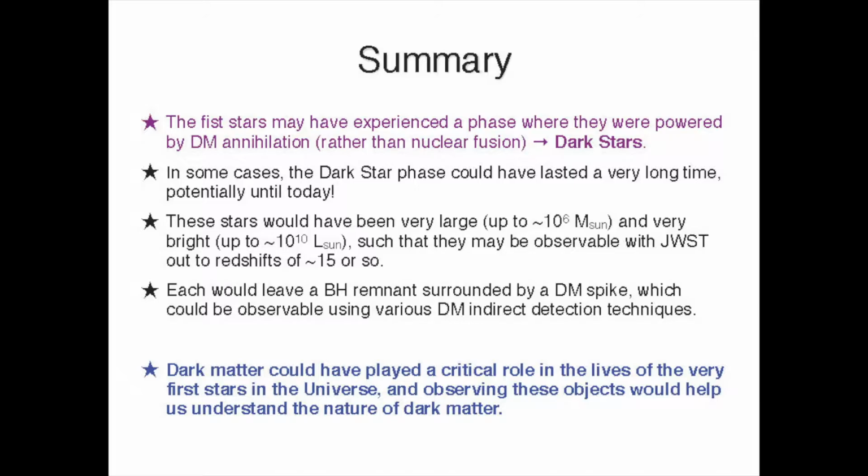So the first stars may have experienced a phase where they were powered by dark matter annihilation rather than nuclear fusion, and these are what are called dark stars. In some cases, this dark star phase could have lasted a very long time, potentially even until today. They would have been very large and very bright, and each would probably leave a black hole remnant surrounded by a dark matter spike, which could be observed.